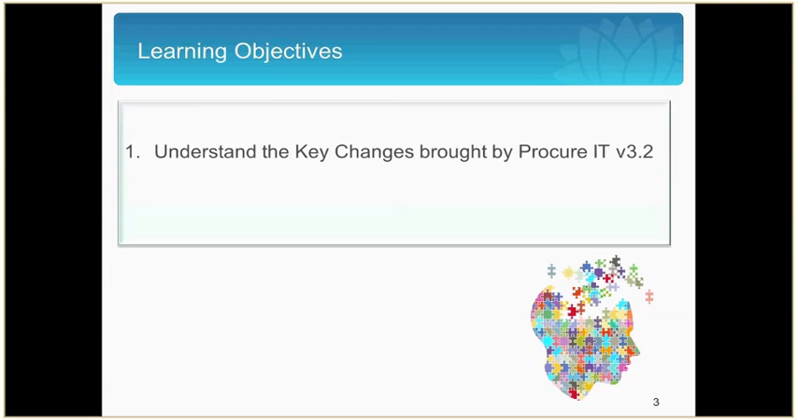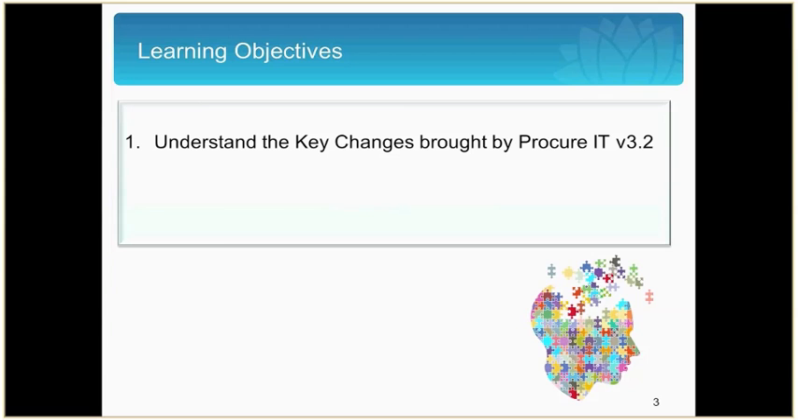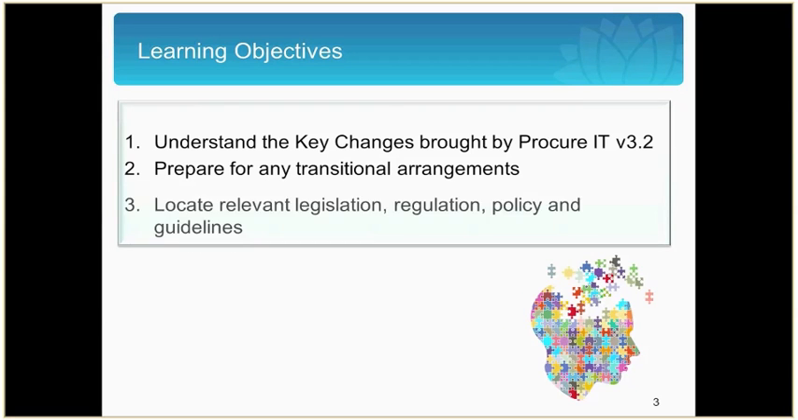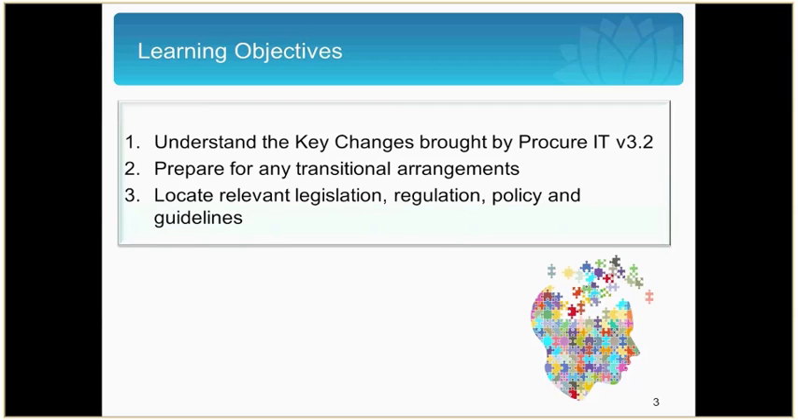By the end of this session, you will be able to understand the key changes brought by Procure IT version 3.2, prepare for any transitional arrangements, and locate relevant legislation, regulation, policy, and guidelines relevant to Procure IT version 3.2. This webinar assumes that participants are already familiar with the basic Procure IT framework principles. These principles will not be covered in today's session.